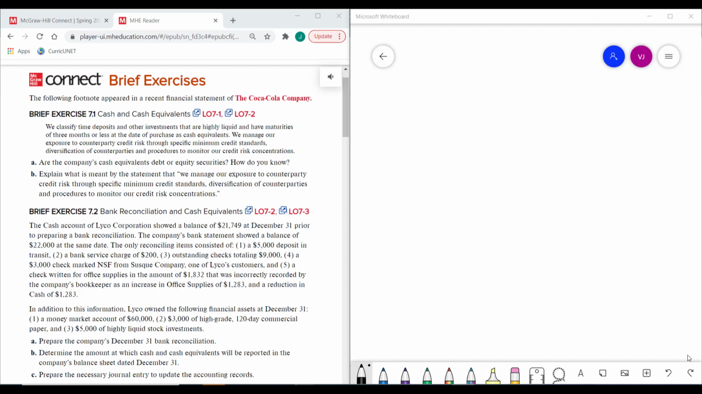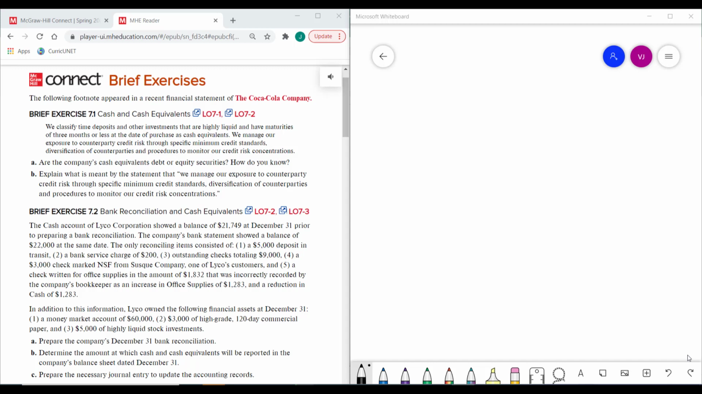For B, it says explain what is meant by the statement that we manage our exposure to counterparty credit risk through specific minimum credit standards, diversification of counterparties, and procedures to monitor our credit risk concentrations. So this basically means that Coca-Cola has spread any risk associated with its cash equivalents across numerous financial institutions that issue those short-term debt securities. And it's only going to invest in debt securities that meet certain minimum credit standards.